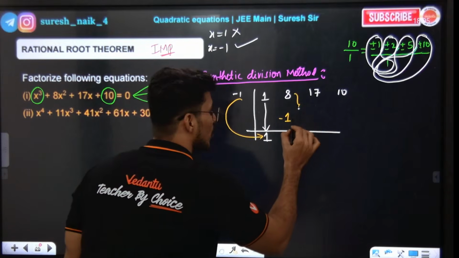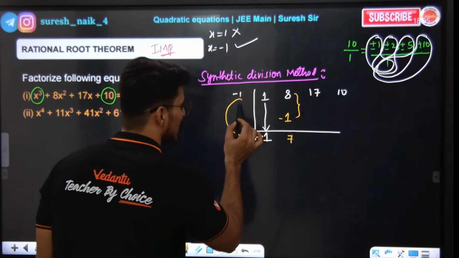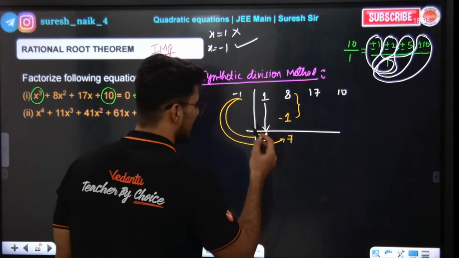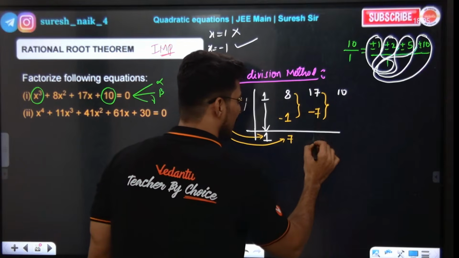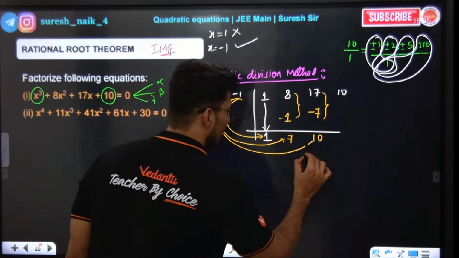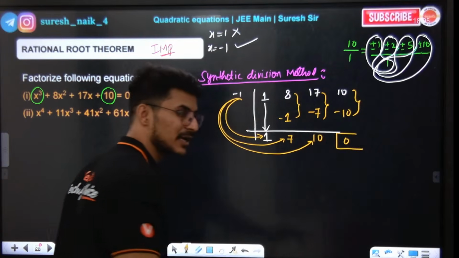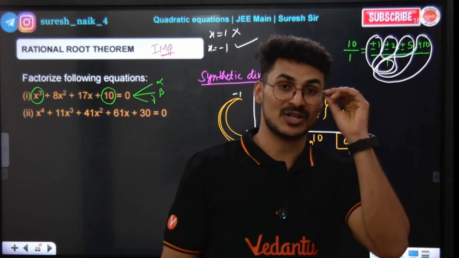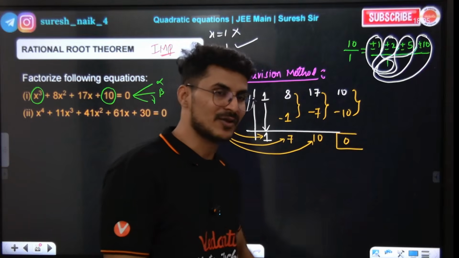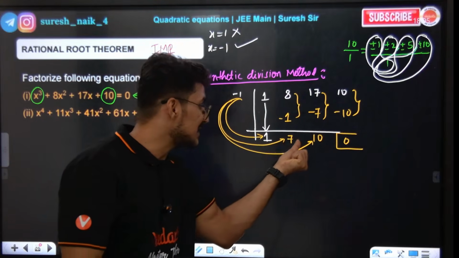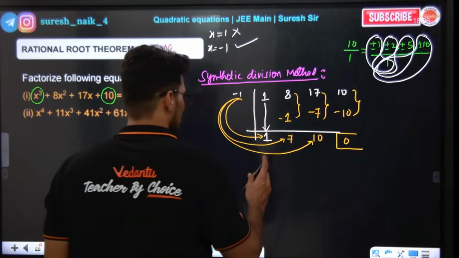இப்போ இது ஆட் பண்ண என்ன வரும்? 7, புரியுதா? இது ஆட் பண்ணா 7. திருப்பி -1 into 7 மல்டிப்ளை பண்ணா -7 பாரு. சோ இது ரெண்டும் ஆட் பண்ணா 10. அப்போ இது இன்டு இது பண்ண என்ன வரும்? -10. அப்போ இது ஆட் பண்ண என்ன வரும்? 0. லாஸ்ட் நம்பர் கண்டிப்பா 0 தான் வரணும். ரிமைண்டர் 0 தான் வரணும். ஏன் சார்? Because x is equal to -1 is a root of the cubic polynomial. அப்போ ரிமைண்டர் 0 தான் வரணும். இது 1, 7, 10 is the coefficients of நம்மளோட quotient. Okay.